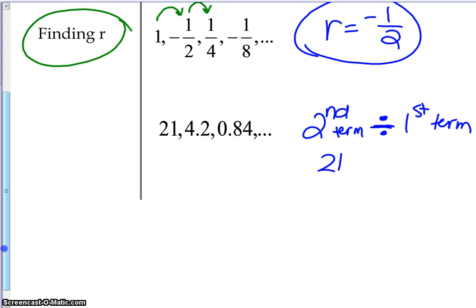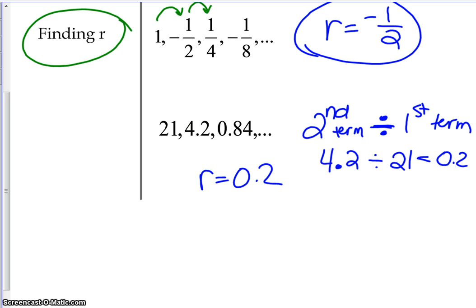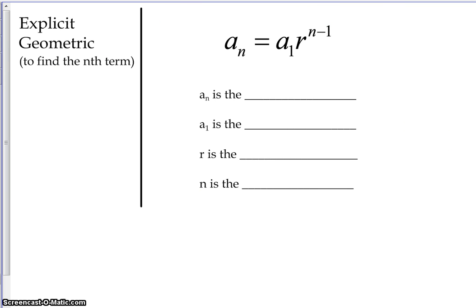So here we're going to take 21 and divide it by 4.2. Okay? Oh, and I just realized I did that backwards. I'm sorry about that. We actually need to take the second term, 4.2, and divide it by my first term, 21. So 4.2 divided by 21 is 0.2. Okay? So in this case, our r is 0.2. We're multiplying it by 0.2 each time.